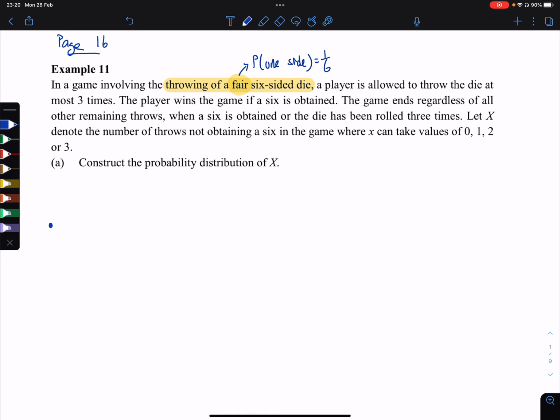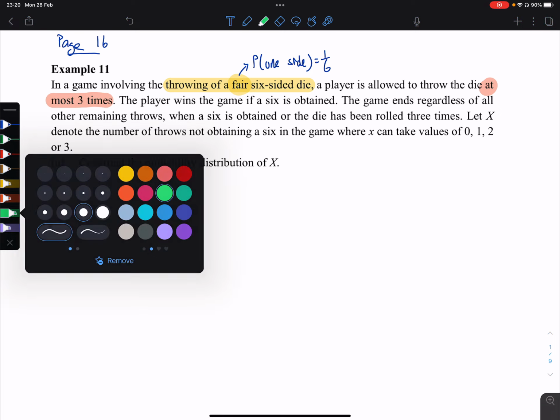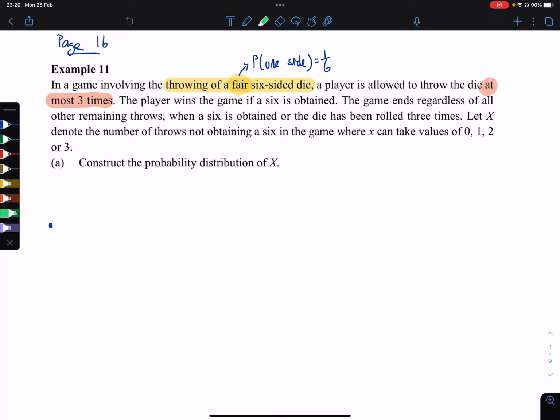Next, the player is allowed to throw the die at most 3 times, and the player wins the game if he obtains a 6. Lastly, importantly, we need to realize that the game ends, regardless of all other remaining throws, when either a 6 is obtained or the die has been rolled all 3 times.